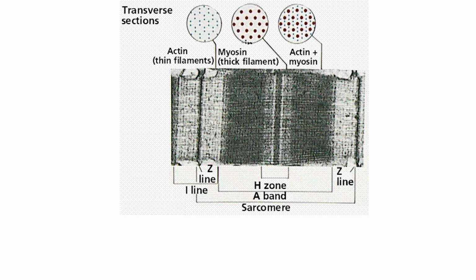Old version of it, but I think quite a nice version of it again. So again, we've got the H zone, which is where you just have the thick filament, which gives you this sort of colour. You've got the A band, which is the actin and myosin overlapping. You've then got the I line, which is where you just have the thin filament, the actin, and you've got your Z lines at the end of the sarcomere.